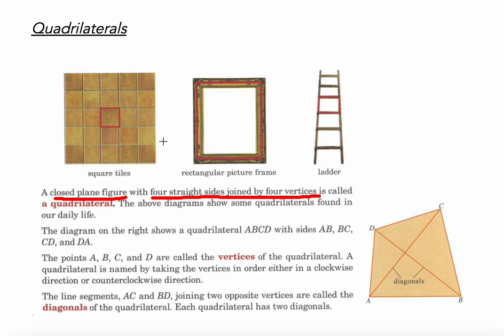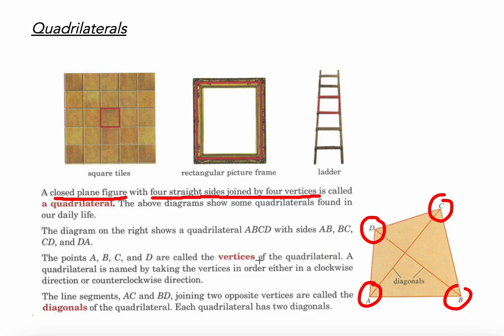Now, the pictures above right here show quadrilaterals that we find in our daily life. We see quadrilaterals when we see square tiles. We see quadrilaterals in a picture frame, which is a rectangle, and we see quadrilaterals in a ladder as well. This diagram right here, which is quadrilateral ABCD, has the sides AB, BC, CD, and DA. Okay, those are the 4 sides, and then they close up. So that satisfies that qualification. They're 4 straight lines, and they're joined by 4 vertices. A, B, C, and D are the vertices.